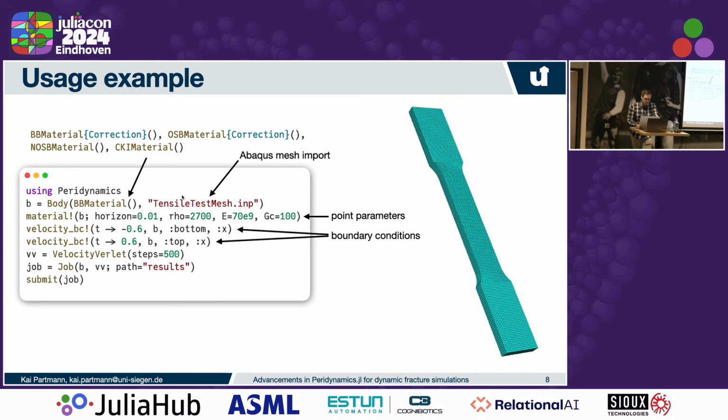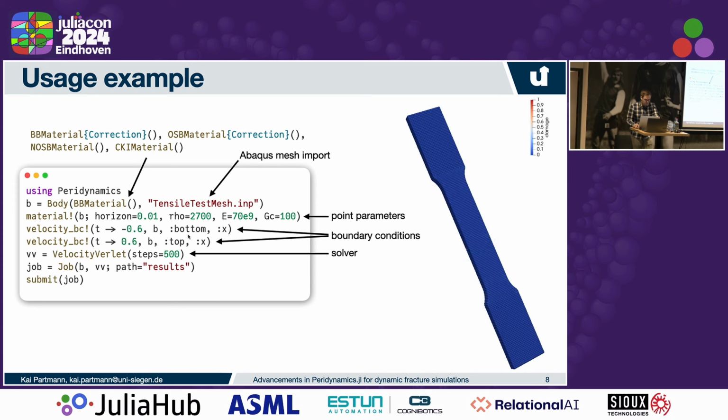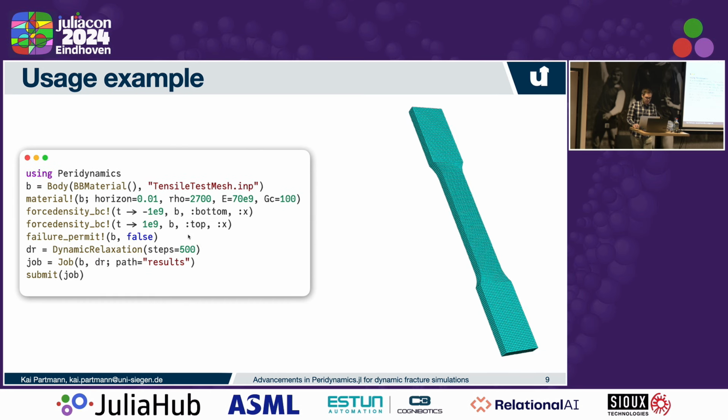So you can specify the boundary conditions using these sets, and then you specify a solver and can obtain simulation results with submit job. So basically, if we look at the simulation here, it's what we would expect. This specimen is subjected to tension, and in the middle of the specimen a crack is forming. So this is basically a dynamic simulation with fracture involved, but you can also do a different kind of simulation with just a few changes.